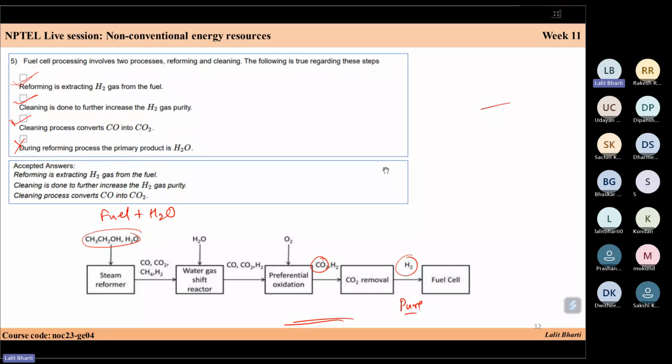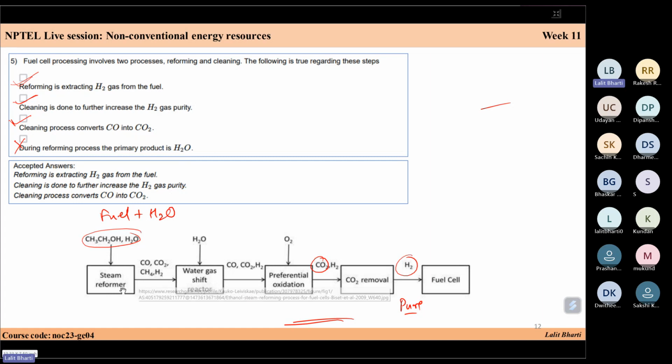Then we have the next question. It says fuel cell processing involves two processes, reforming and cleaning. The following is true regarding these steps. So we need to see what is reforming and what is cleaning. Reforming is extracting H2 gas from the fuel. Cleaning is done to further increase the H2 gas purity. The cleaning process converts CO into CO2, and during the reforming process, the primary product is H2.